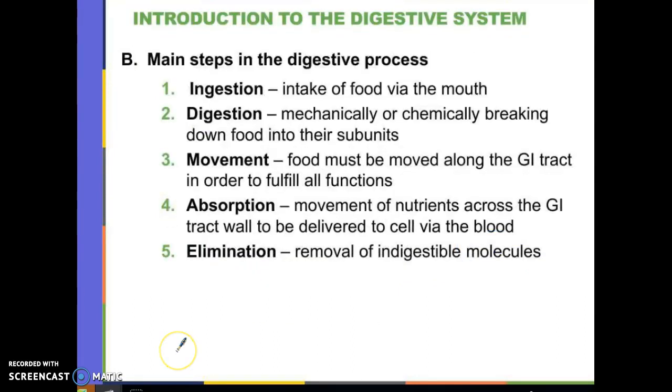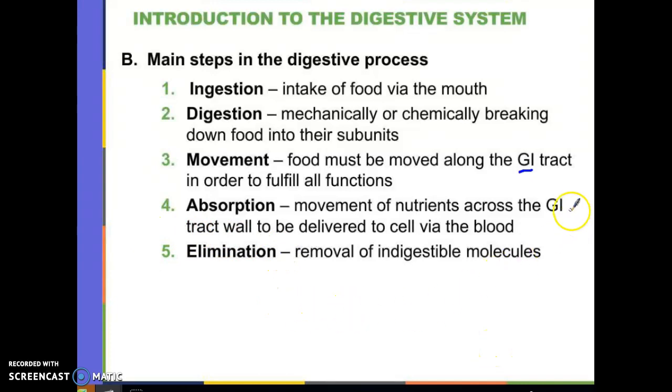those calories. Main steps in the digestive process: ingestion, taking food in; digestion, how it's breaking down into those smaller units. How are we breaking the food down into something that can be used at the cellular level? That's really important. Movement, food must be moved along the gastrointestinal tract, that's what GI stands for, in order to fulfill all the functions of the body. And again, things happen at the cellular level first, and that's how our whole body gets powered.